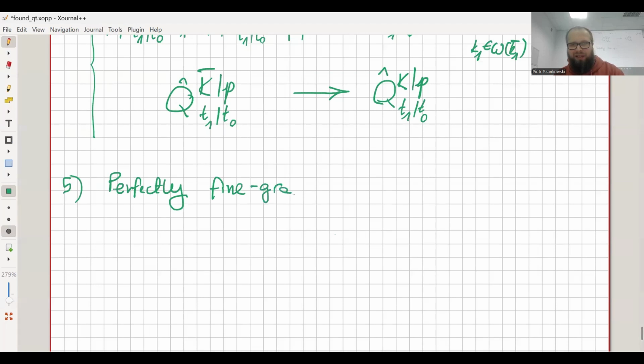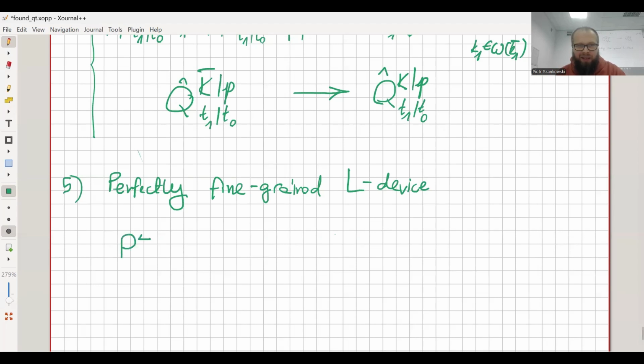Fine-grained L device. And obviously it's L, so I mean that it's inequivalent to K. It's a different observable than K, but also perfectly fine-grained. Okay, and well, you have your probability of measuring.